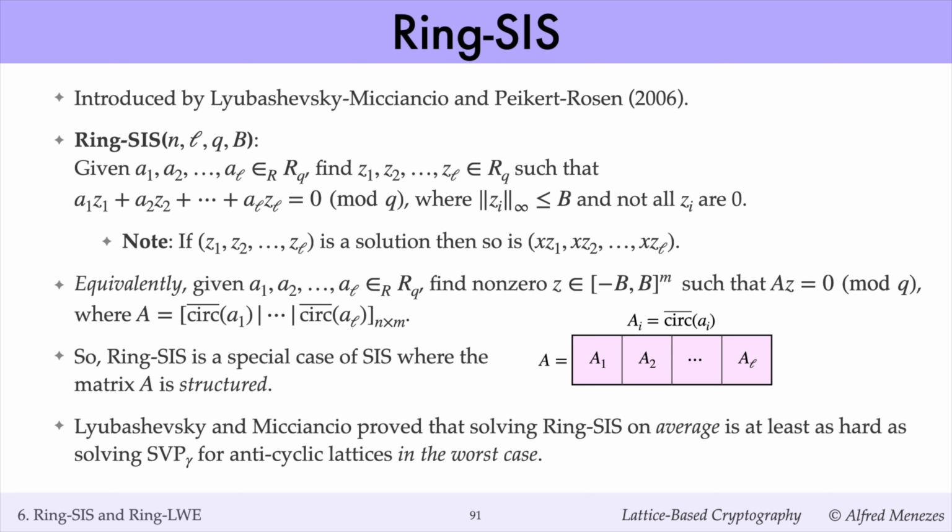Lyubashevsky and Micciancio proved that solving Ring-SIS on average is at least as hard as solving approximate SVP for anti-cyclic lattices in the worst case. As with the worst case to average case reduction for SIS, this guarantee is an asymptotic one.